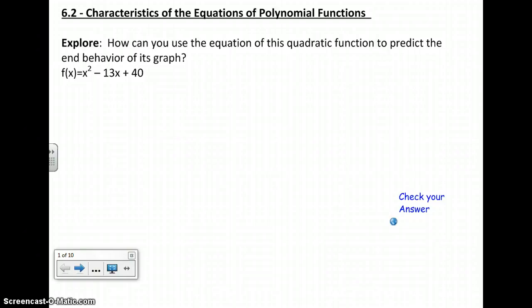It's going to be a parabola. How do you know? So a parabola, because it is degree 2. What else do you know? Does it open up or down? Opens down.